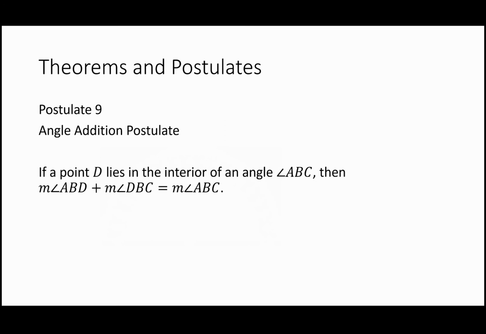And so we will definitely be using this one a lot in the future, along with the segment addition postulate that was presented in the previous section. Anyway, this postulate states that if a point D lies on the interior of an angle ABC, and these are just generic names for these things, I'm going to present a figure for you in order to illustrate this postulate, then the measure of angle ABD and the measure of angle DBC equals the measure of angle ABC.